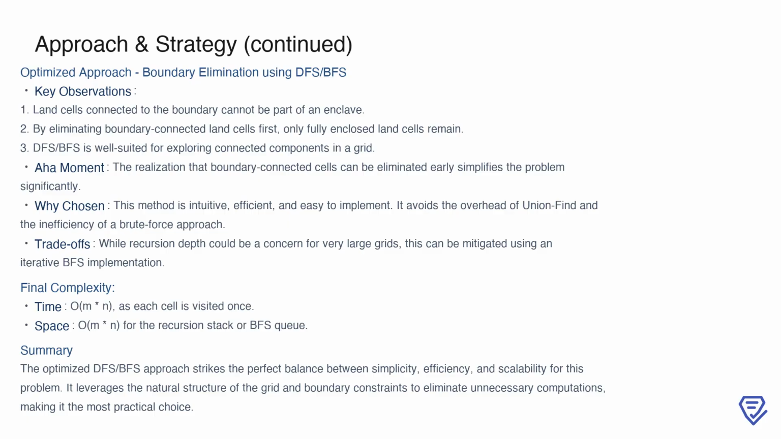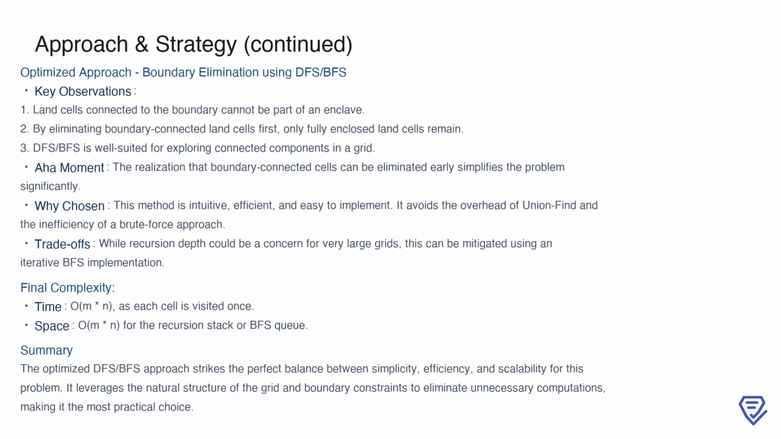While recursion depth might be a concern for very large grids, this can be addressed by using an iterative BFS implementation if needed. The final time complexity is O(m*n), as each cell is processed once, and the space complexity is O(m*n) due to the recursion stack or BFS queue. This balanced and scalable approach effectively leverages both the grid structure and the problem's constraints, making it the ideal solution for this challenge.